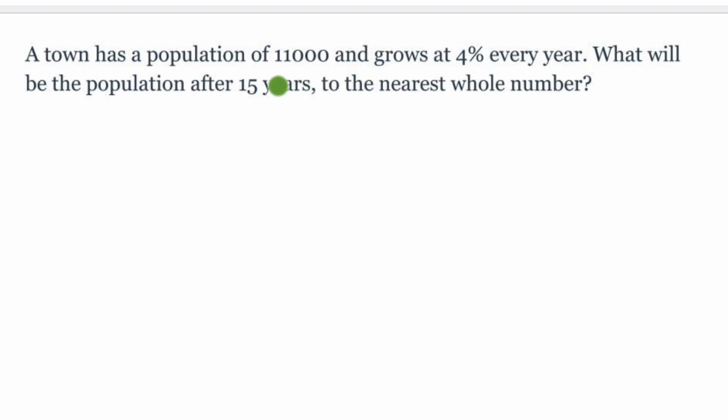So let's take a look at this question. A town has a population of 11,000 and grows at 4% every year. What will be the population after 15 years to the nearest whole number?